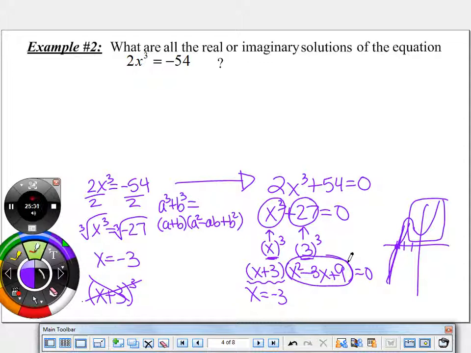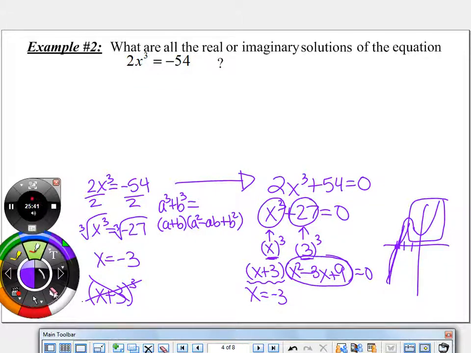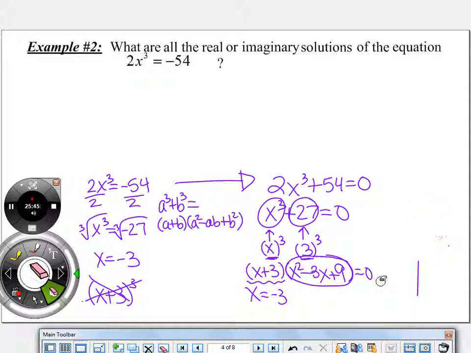So is this ever going to factor? No. How are we going to then find the solutions that are associated with that quadratic? Quadratic formula, completing the square, something different like that. Okay? So let me erase some of this and then I'll do the quadratic formula. We got the real solution through this method also.